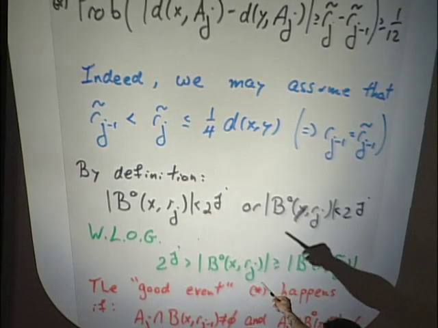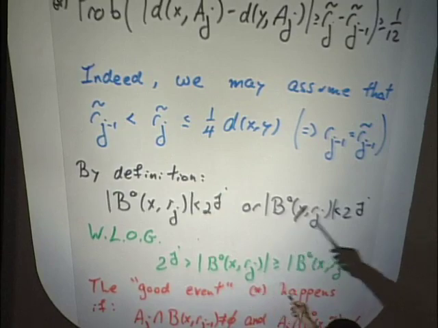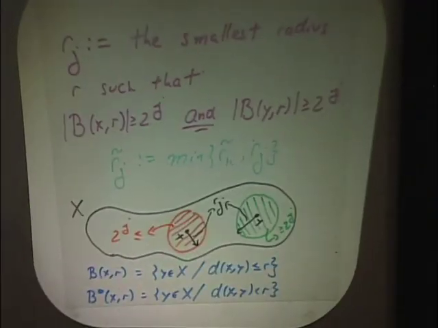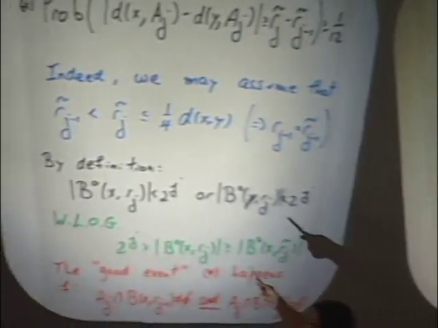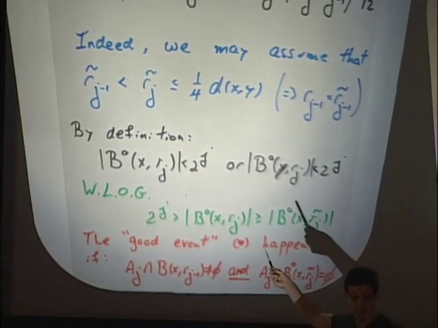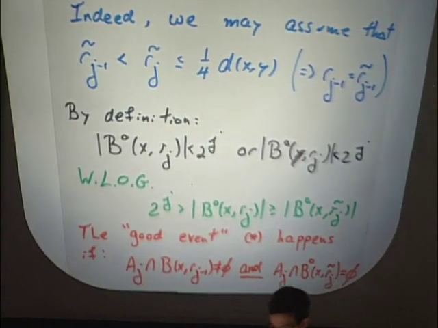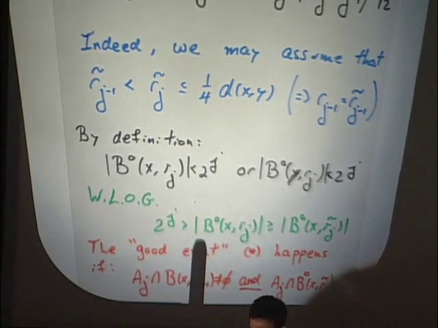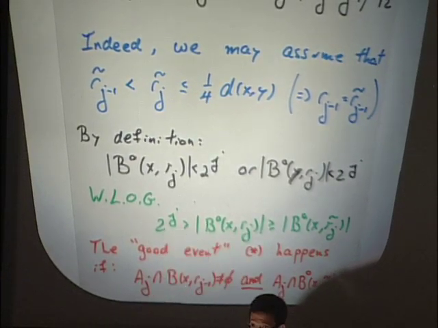Where was I? So Rj was the smallest radius such that in the closed ball you see at least 2 to the j points. So by the definition, in the open ball, either around x or around y, there is strictly less than 2 to the j points. That's how Rj was defined. So this is by symmetry. Let's just assume that x is this point. In the open ball around x, there is less than 2 to the j points.